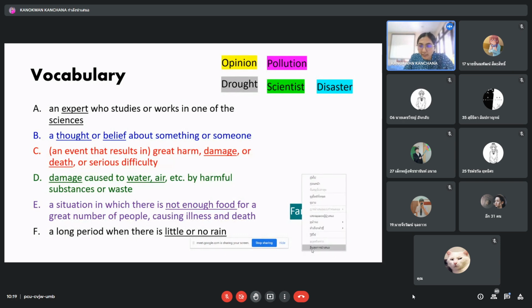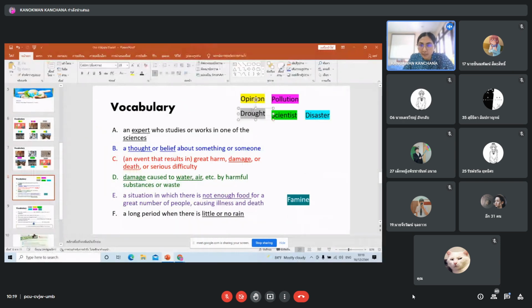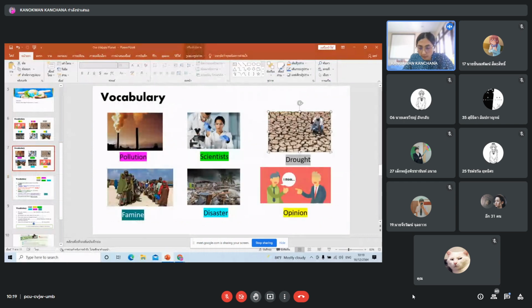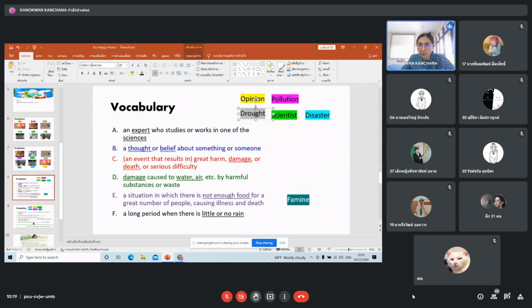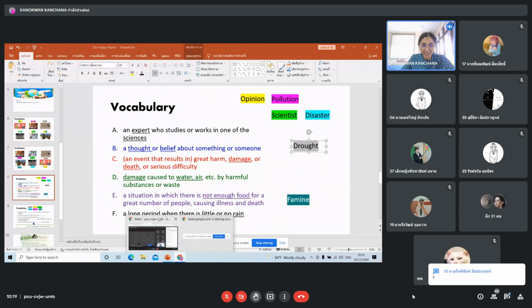Next to this word, please, everyone. I'm going to take you to this one: drought. When you have dry land, no water, and a dry river, you don't have enough rain like that. So this one is drought. A, B, C, D, or F, everyone.